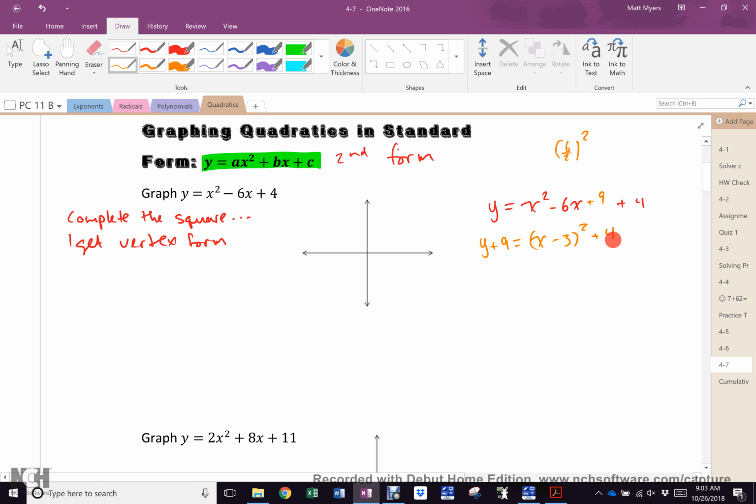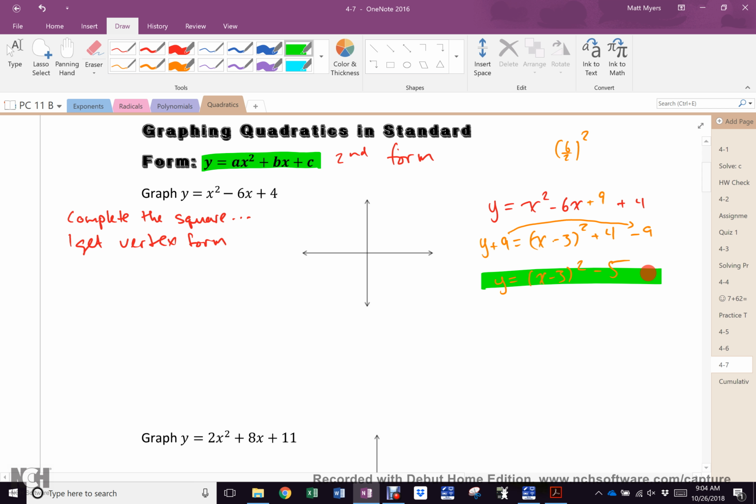Right? Am I in vertex form yet? Almost. What needs to move? Just the 9. And what will happen to it when it comes over here? It'll be negative 9. So I will get y equals x minus 3 squared minus 5. Yes? And now, all of you just told me, well, oh yeah, we got this, Mr. Myers. You should be able to graph that in about 5 seconds, right?